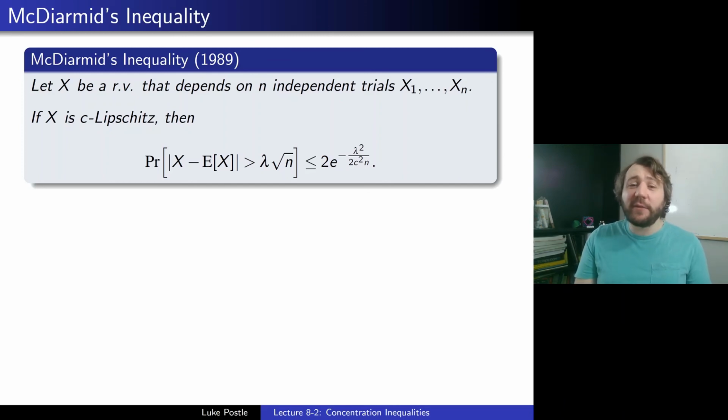You get the probability of the absolute value of x minus E[x] being greater than lambda square root of n is at most 2 times e to the minus lambda squared over 2c squared. So what does that mean? I've used absolute value there, so I put a 2 on the other side. So if you're square root n away.